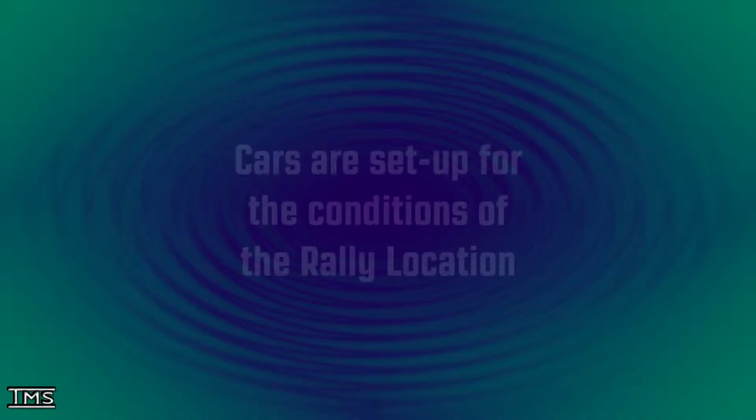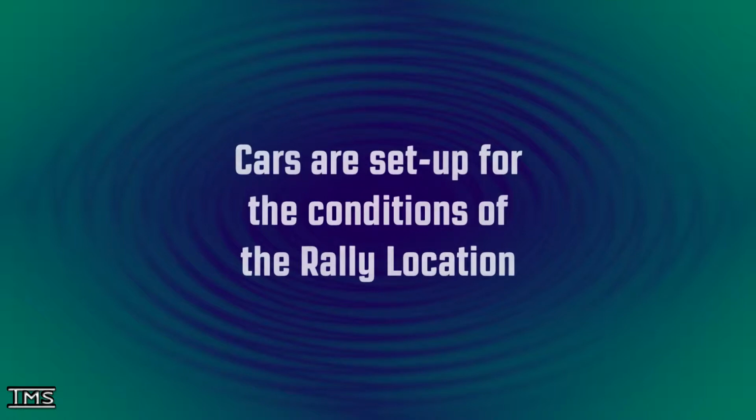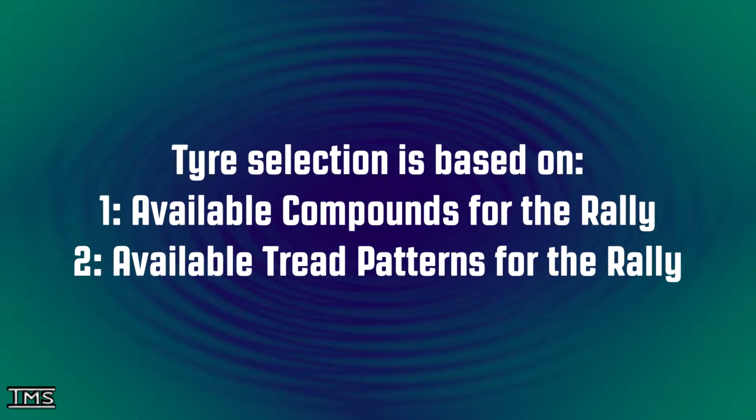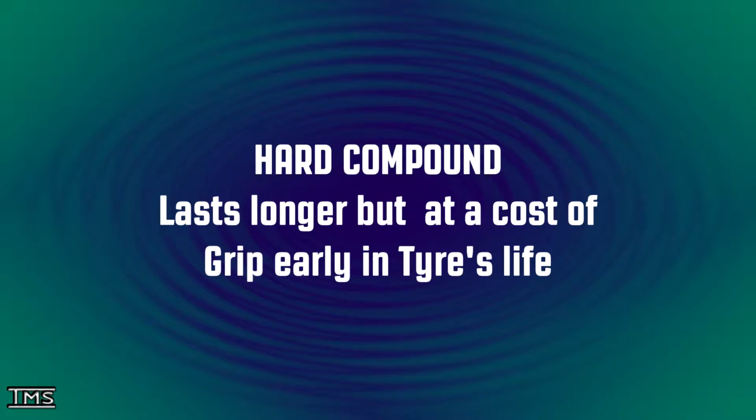So, first of all then, the cars in a rally have to be set up for the conditions of the stages on which they're competing. So choosing the right tyre pattern and tyre compound is a very important aspect to help the drivers gain and maintain optimal grip levels in the conditions. Choosing a hard compound tyre, for example, would help the tread last longer, but can cost in terms of grip during the early stages of that tyre's life.